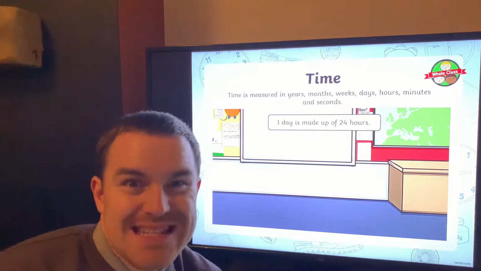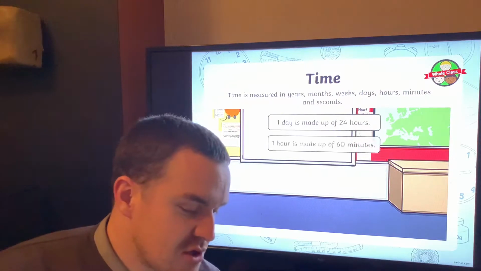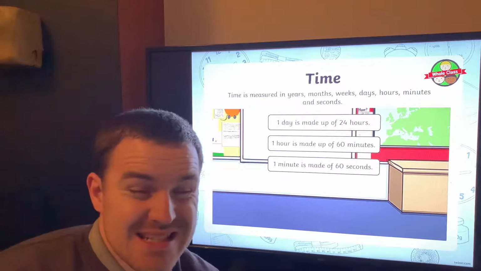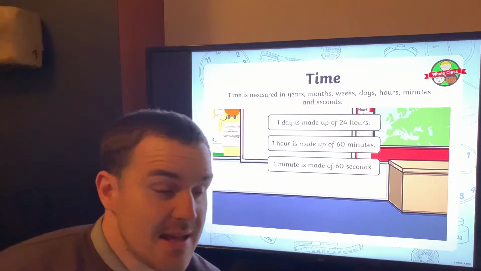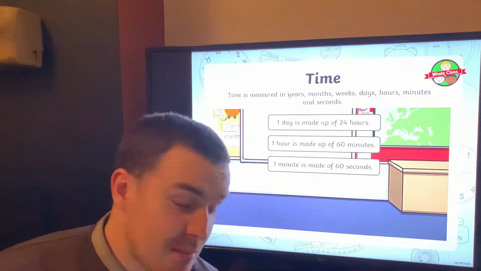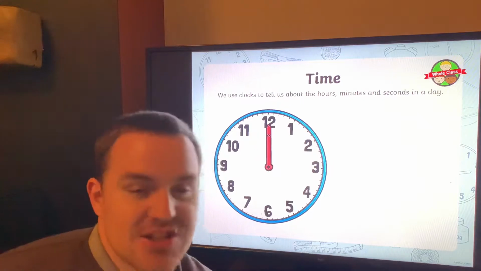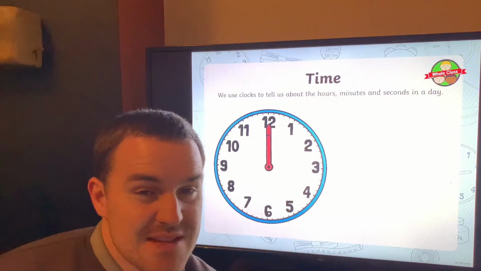So first of all, we have a day, and a day is 24 hours. Then we have 1 hour, which is 60 minutes, and 1 minute, which is 60 seconds. So that number 60 is quite important for you to remember, okay? So we use clocks to tell us hours, minutes, and seconds. Let's remind ourselves a little bit about what we've been looking at this week.